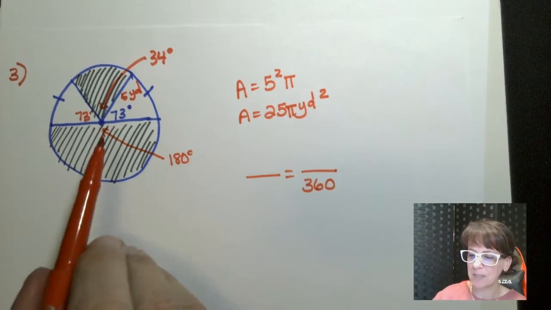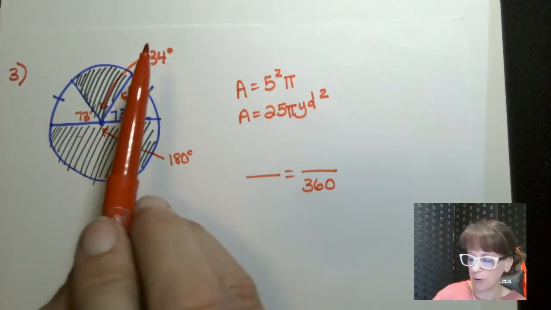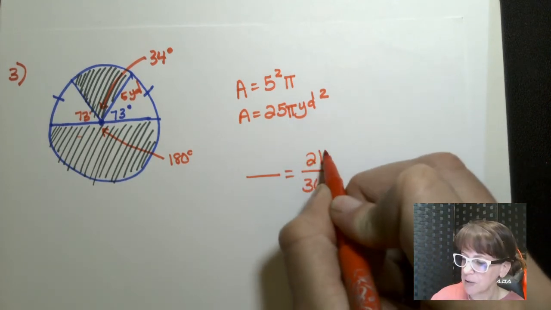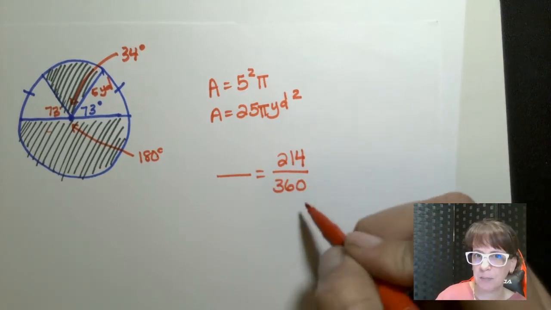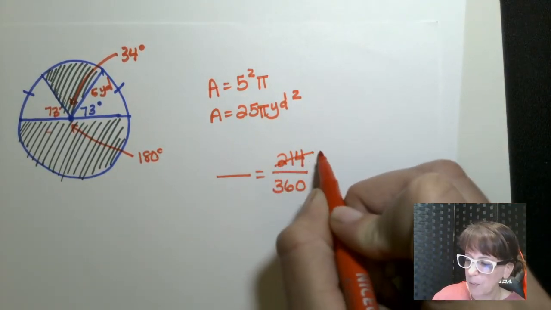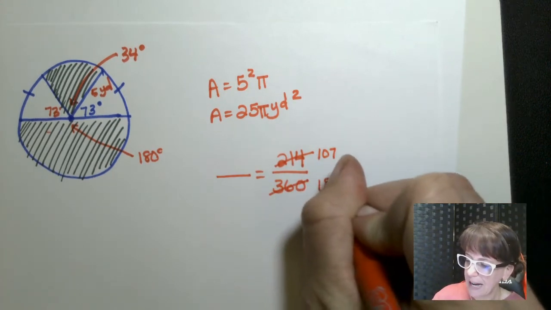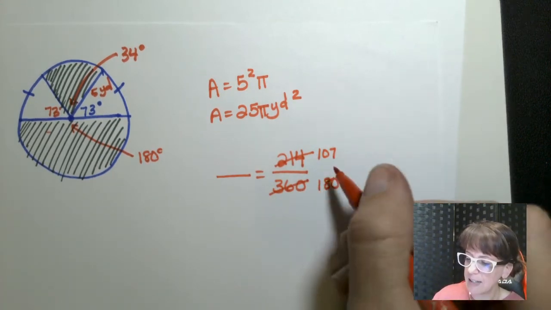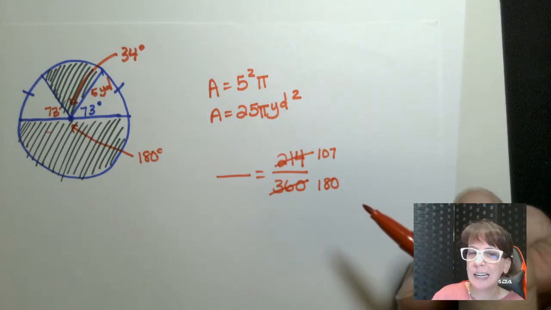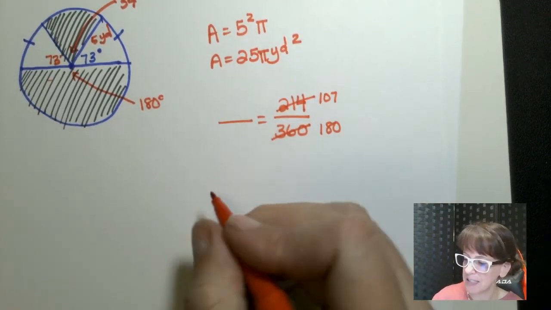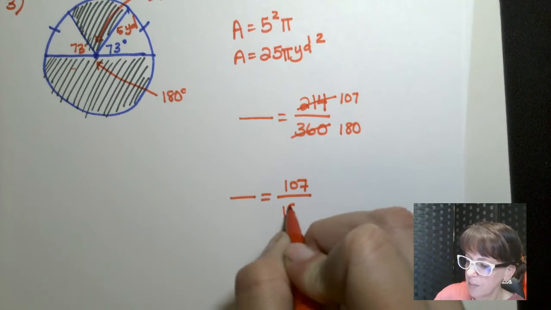Now the degrees is the fun part, because to do this shaded bit, we're going to do 180 and 34. Add those together, that gives us 214. So let's go ahead and cut these in half because they're both divisible by 2. So that's going to be 107 over 180. And 107, 3 doesn't go into that, 5 doesn't go into it, none of those other ones. So this is probably as reduced as it's going to get. So we have 107 over 180.